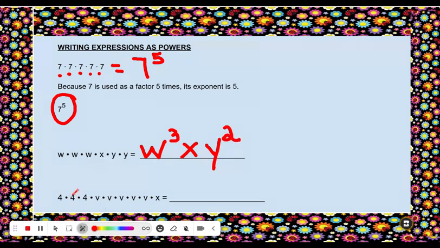The next one, 4 times 4 times 4. So you would say 4 is the base, cubed, 4 to the 3rd power. I see v is our base. How many times? 1, 2, 3, 4, 5. So 5 v's, so v to the 5th power. And I see 1 x.